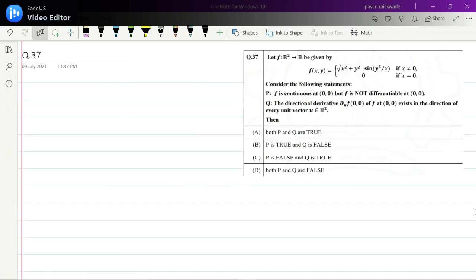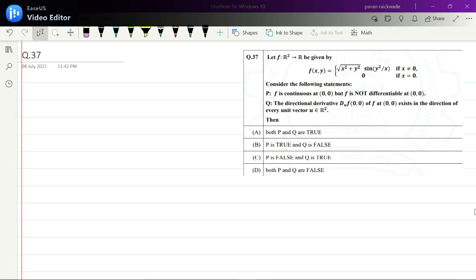Question number 37. So it's a big question, right? But the 37th question says they have given a function and we have to check the validity of the two statements P and Q, whether f is okay. So one by one we will look at the statements. The first statement P states that f is continuous at (0,0), but f is not differentiable at (0,0).